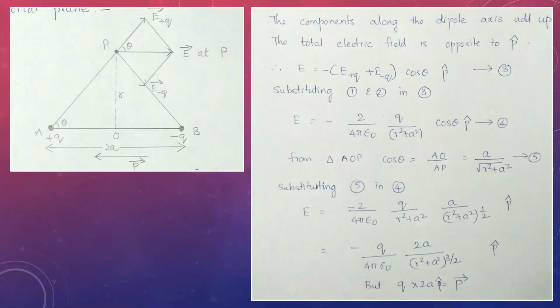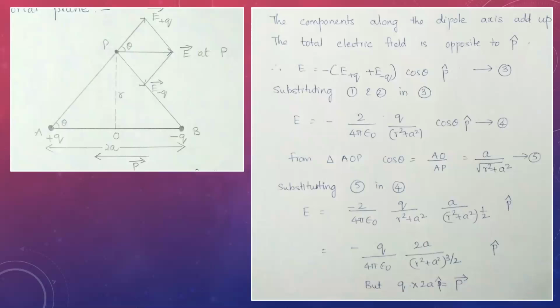Here, E cos theta component is from our left to right. Direction of the dipole moment is from our right to left. Once again, I repeat, dipole direction is from our right to left. E cos theta components are from our left to right. Hence, the direction of the electric field is opposite to the direction of the dipole moment. Therefore, we have taken a minus sign in equation 3.